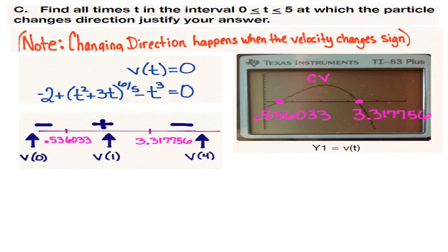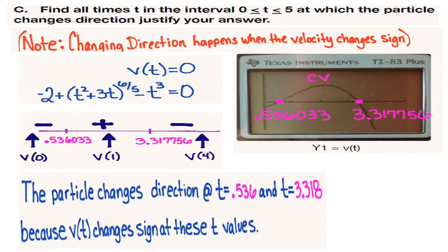I substituted values around 0.536 and 3.317756. Substituting time zero into the velocity, I got a negative answer, which means at time zero the particle was moving backwards. Substituting 1 into the velocity, I got a positive, which means the particle was moving forward at time 1. And substituting 4 into the velocity I got a negative, which means the particle is moving backwards at time 4. So that means at both time 0.536 and time 3.318, the particle was changing direction.